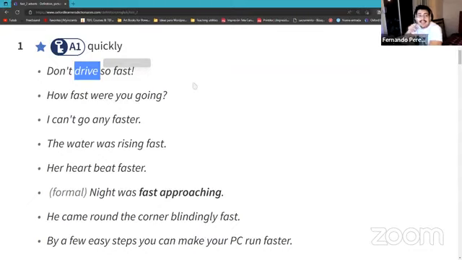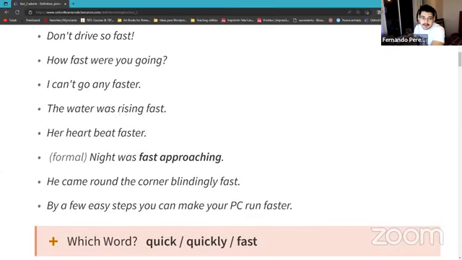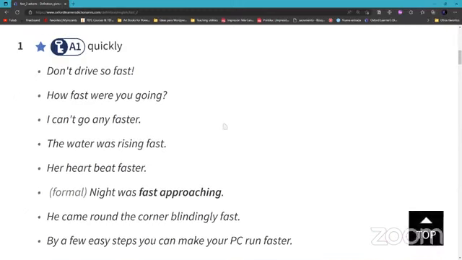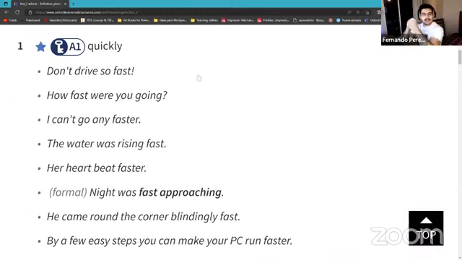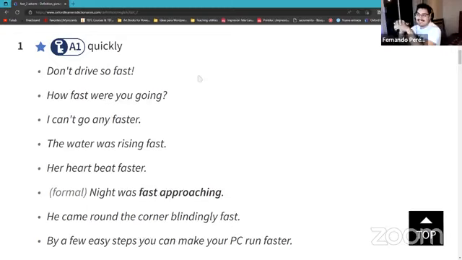But if you have an action verb, like drive, like go, like rise, or beat, then you need an adverb. Okay. Oh, yes. Exactly, that's the way.